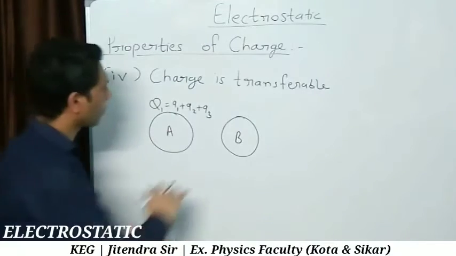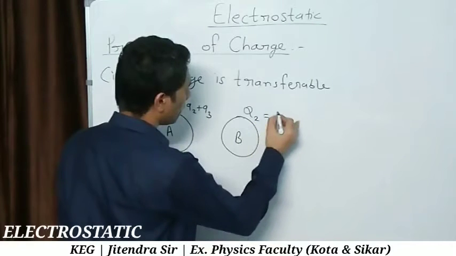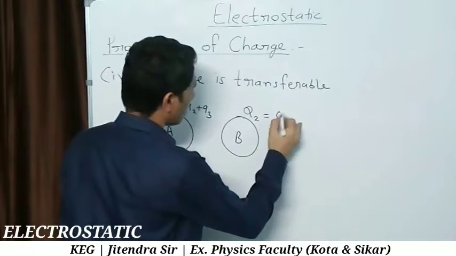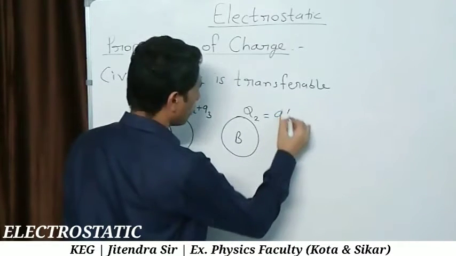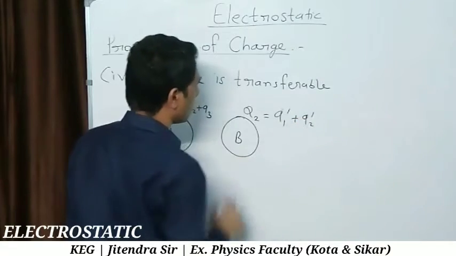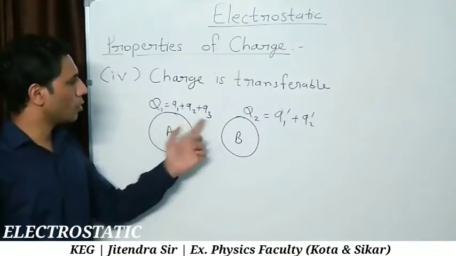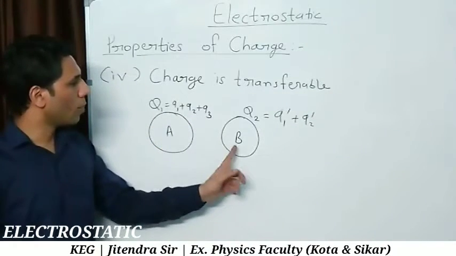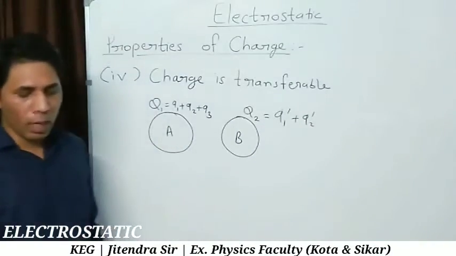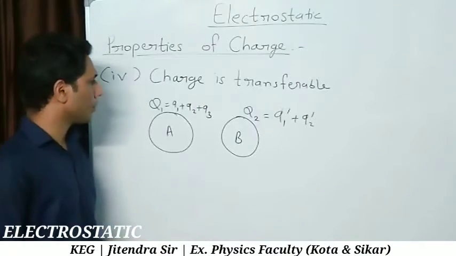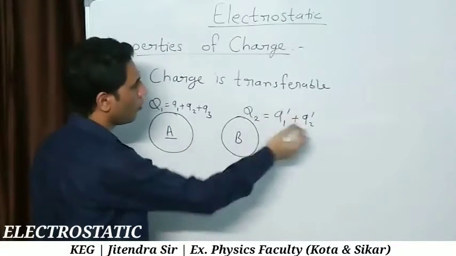For an example, on the body B there is a charge Q2, that is Q1 dash plus Q2 dash. Is it clear? In the initial condition, there is a charge Q1 plus Q2 plus Q3 on particle A, and on particle B there is a charge Q1 dash plus Q2 dash. After some time, what happened? Body A transferred the charge Q3 to body B.